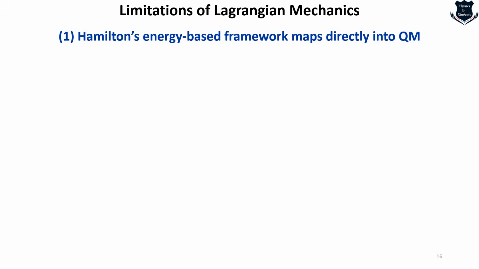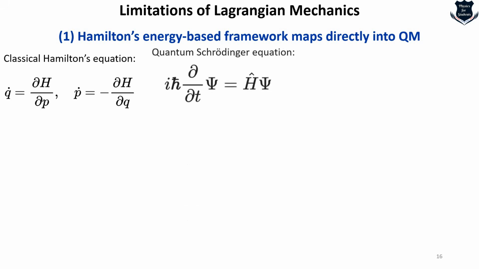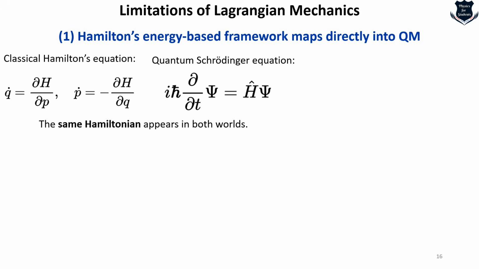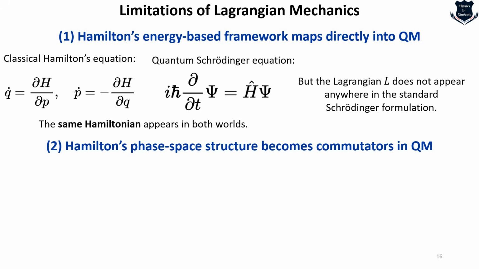Hamilton's energy-based framework maps directly into quantum mechanics. I won't be describing it in detail right now. Classical Hamilton's equations and the quantum Schrödinger equation both have a Hamiltonian, as you can see here, and the Lagrangian L does not appear anywhere in the standard Schrödinger equation. The second thing is that Hamilton's phase space structure becomes commutation in quantum mechanics. This is basically called the Poisson bracket. Don't worry, I will come to this part later.